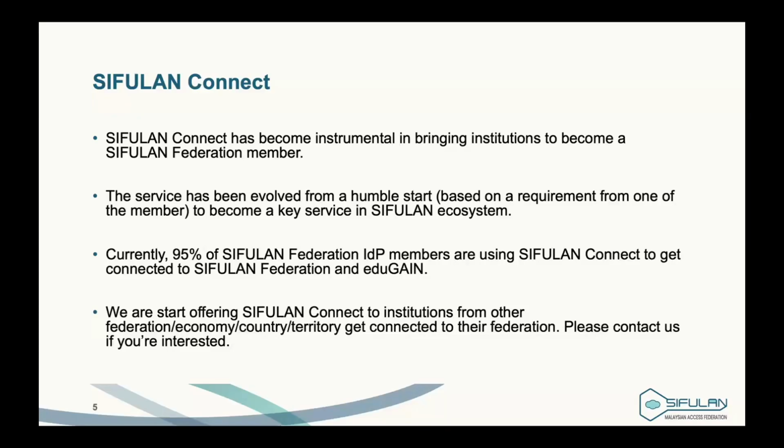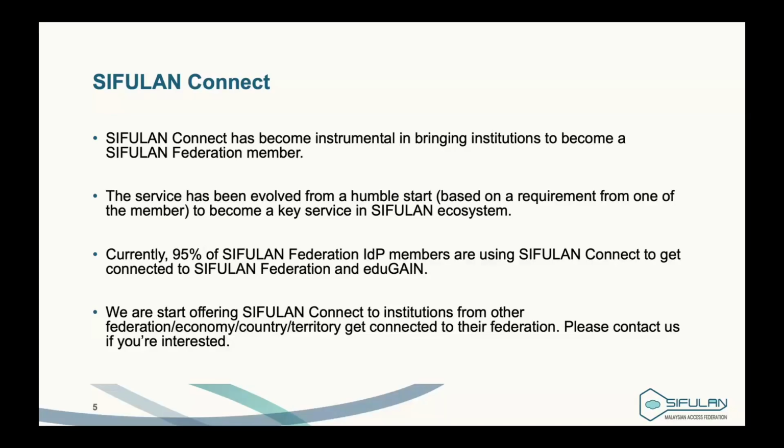In fact, this service has evolved from a humble start. It was a request from one member, and then we found that this could be useful for other members as well. So we further developed this service up until today. In the previous TFIAM project, which is iFIRE XMEN, we shared the building blocks of Sifulan Connect, the earlier version. We developed it using Kubernetes technology, and in fact, 95% of Sifulan infrastructure is running on Kubernetes, cloud native. Only very few still use virtual machines.